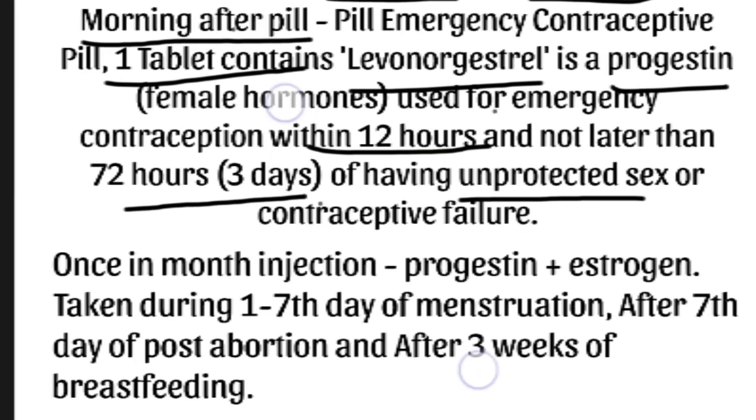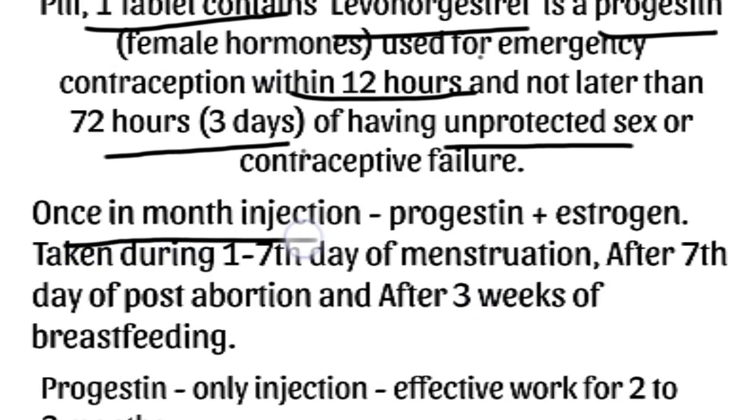And next we have the once-a-month injection. This injection should be taken every month. If you skip any month, it will not work for that month. If you have unprotected sex that month, there is a chance the woman might get pregnant. This injection consists of progesterone and estrogen.